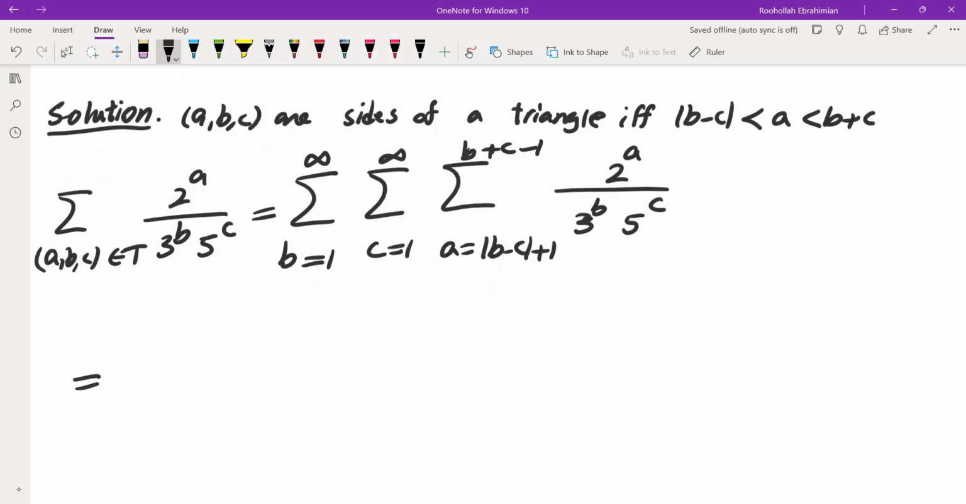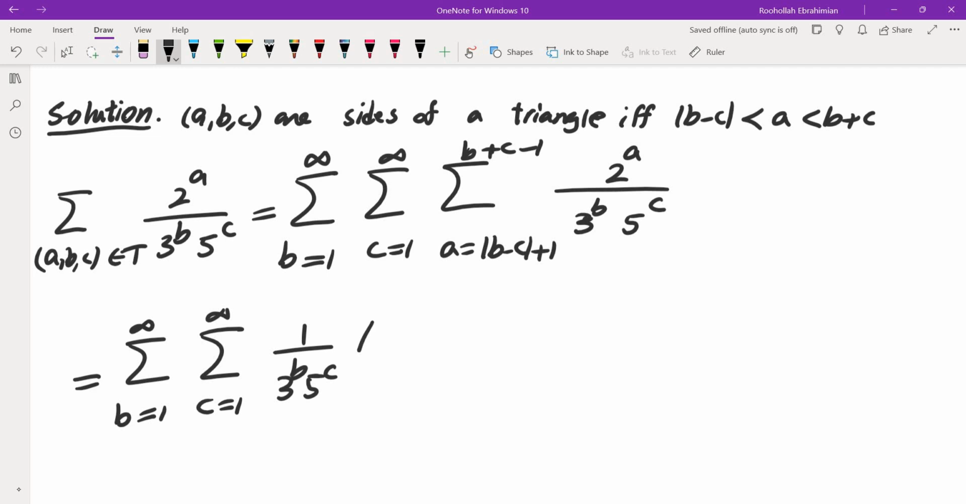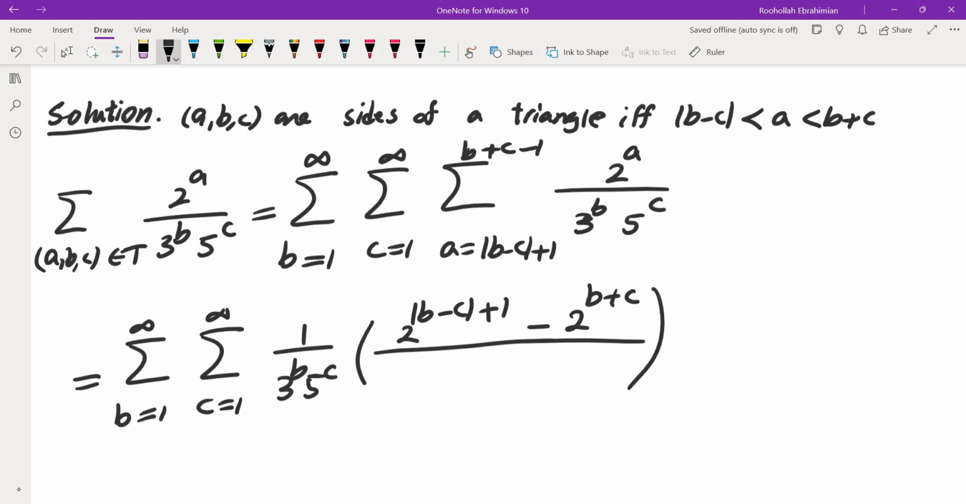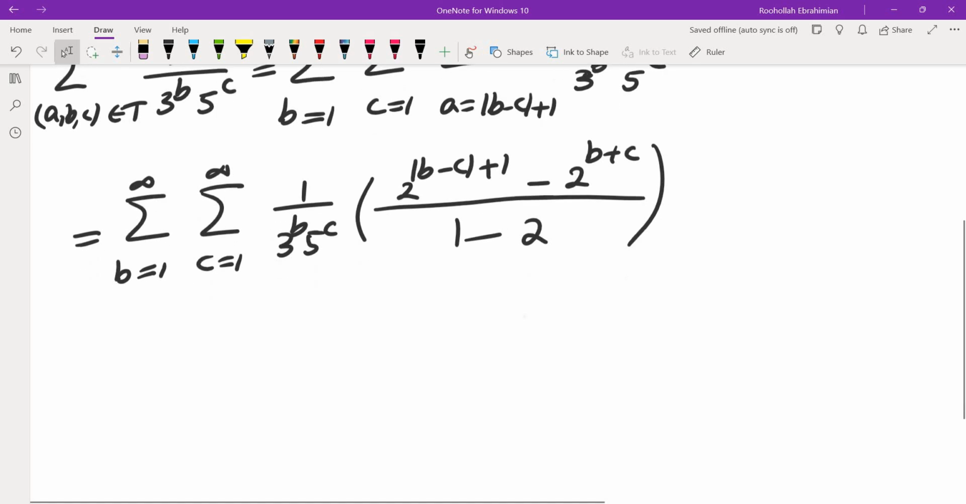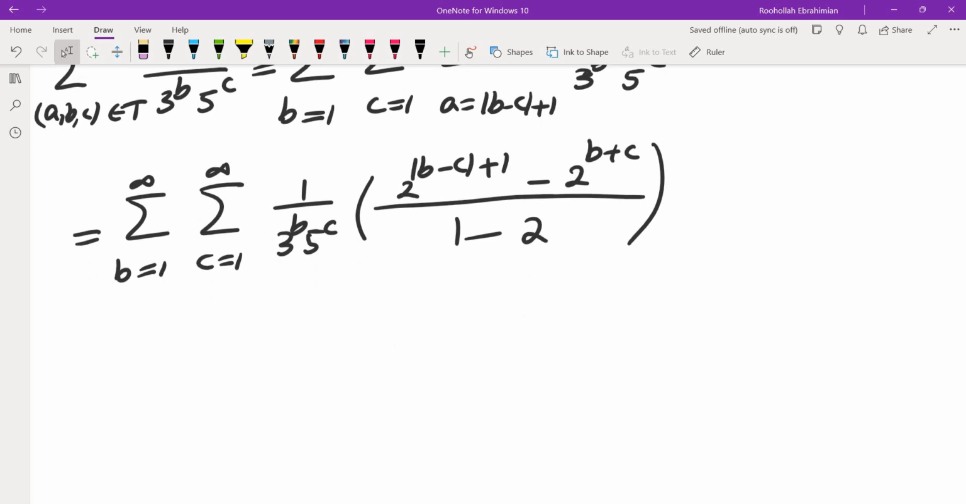Now, b and c do not depend on a, so we can take that out. So we're going to get b equals 1 to infinity, c equals 1 to infinity, 1 over 3 to the b, 5 to the c, and the rest is a geometric sum. The first term is 2 to the power of the absolute value of b minus c, plus 1, minus the term after the last, which is 2 to the power of b plus c, over 1 minus the common ratio. So this is the geometric sum. That way we could get rid of a. Okay, that's good. So now we turned a triple sum into a double sum.